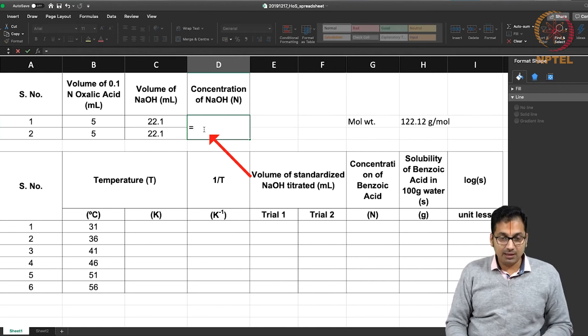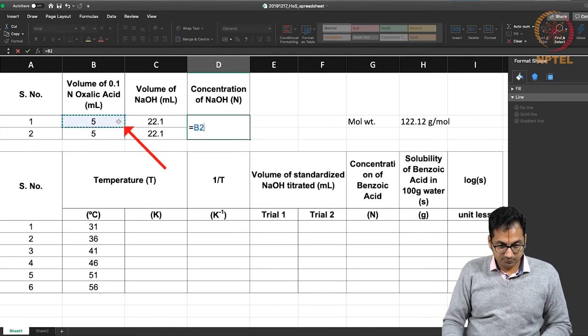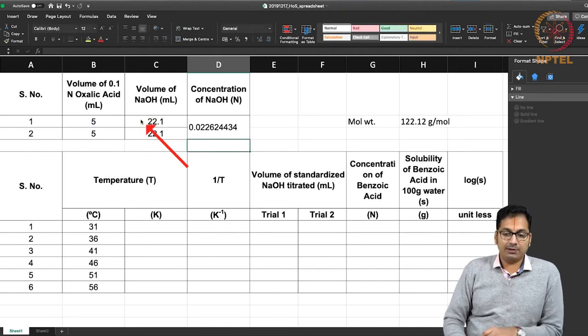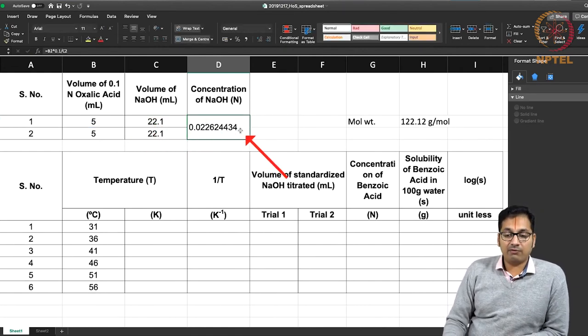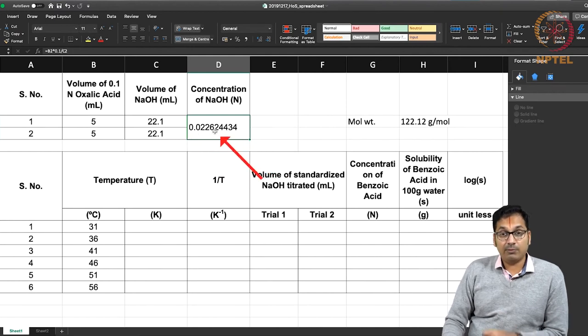So this is going to be, since you added 5 ml of 0.1 normal oxalic acid, divided by the total volume that you end up getting here. So you get the normality of sodium hydroxide around 0.2262 normal.